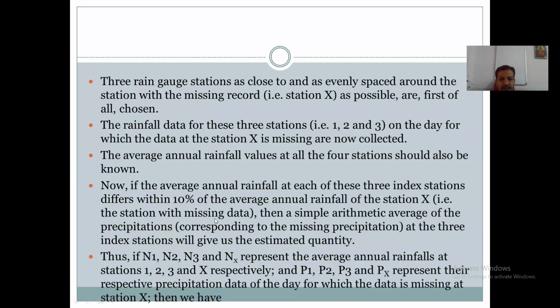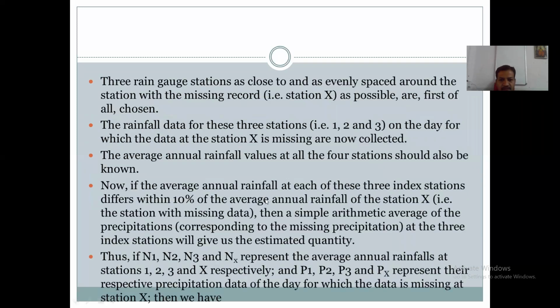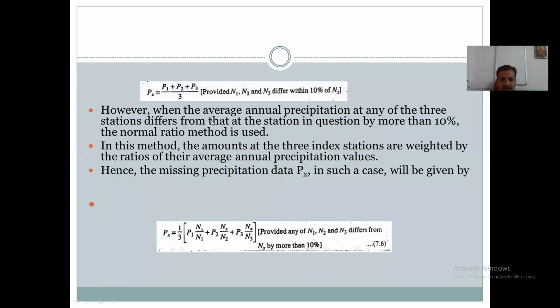In this way, we get the value of precipitation of the missing station. How to calculate this missing rainfall data? This is the method of calculating missing rainfall data.